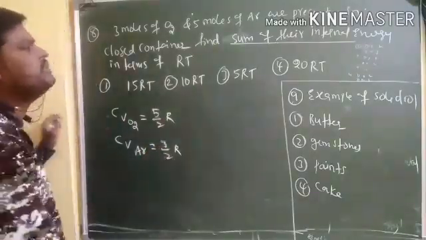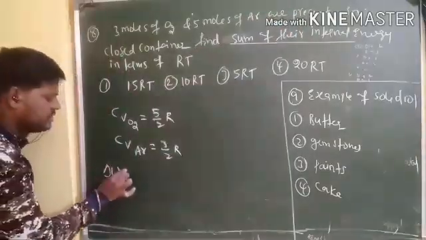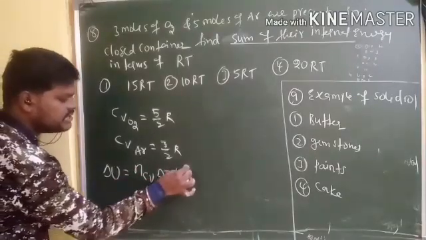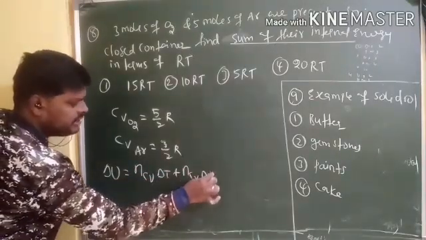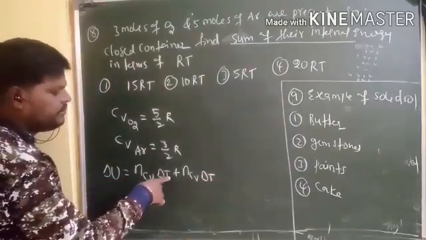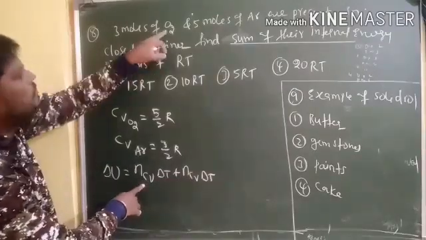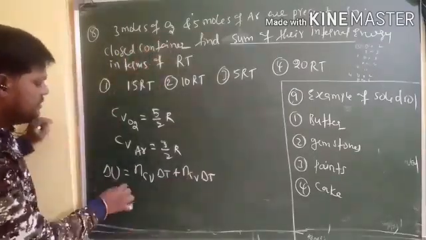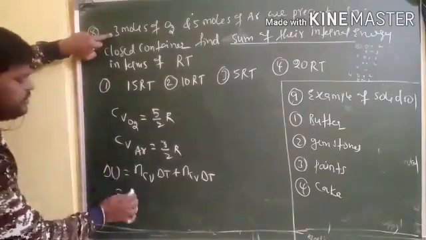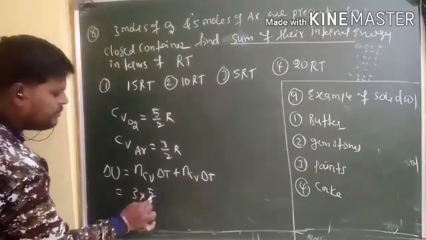3/2 R. So we need to find the sum of their internal energy. That's the right formula here. So delta U is equal to n Cv delta T plus n Cv delta T. Here n means number of moles, Cv, plus number of moles, Cv. So this is for O2 and this is for argon. Substitute here the number of moles. Oxygen, how many moles are there? 3 moles, into Cv for oxygen, 5/2.